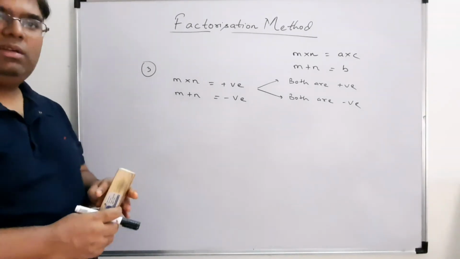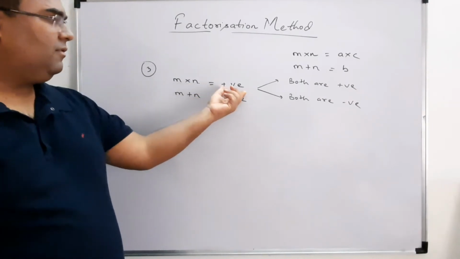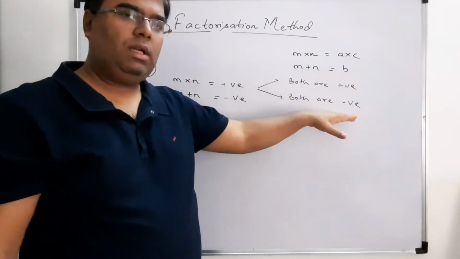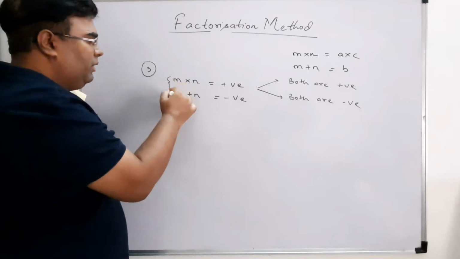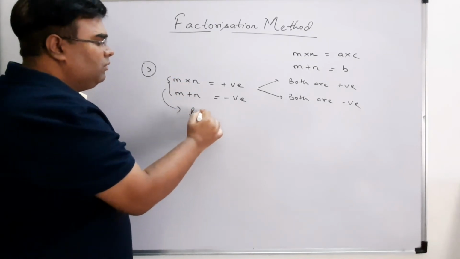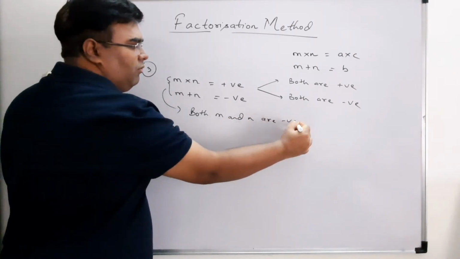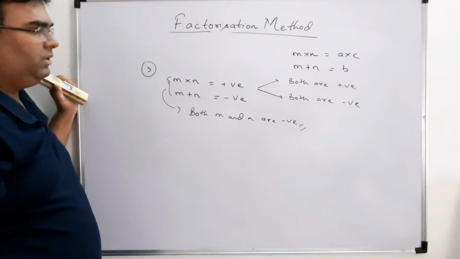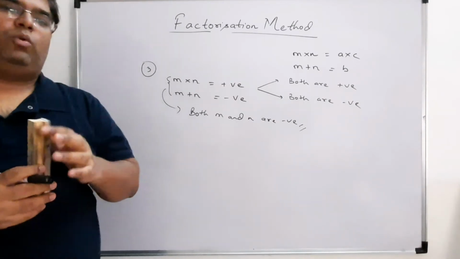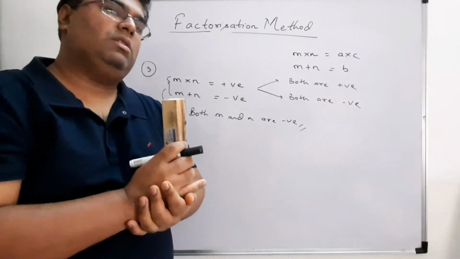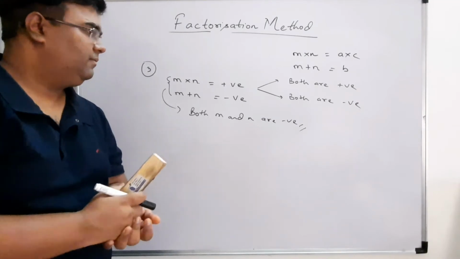Now the third case, similar to our second case, where the product is positive but the sum is negative. Positive means either both are positive or both are negative, and the answer M plus N we are getting is negative. It means from here we can conclude that both M and N are negative, right? So if the product is positive but the sum is negative, both are negative. If the product is positive and the sum is also positive, both are positive.